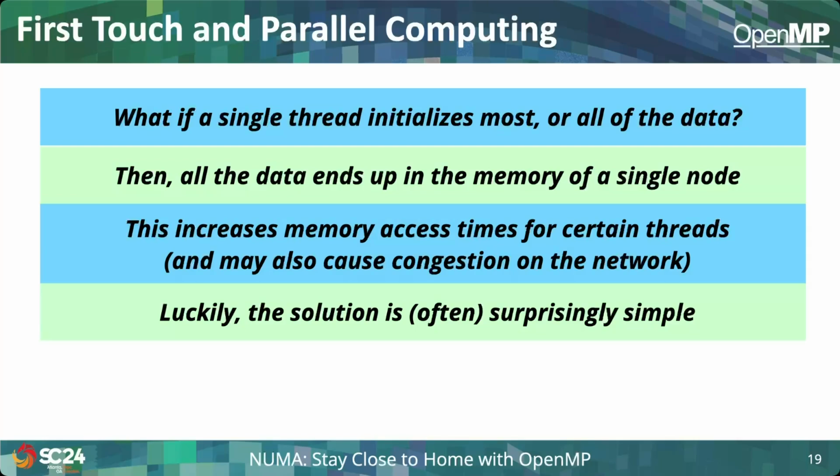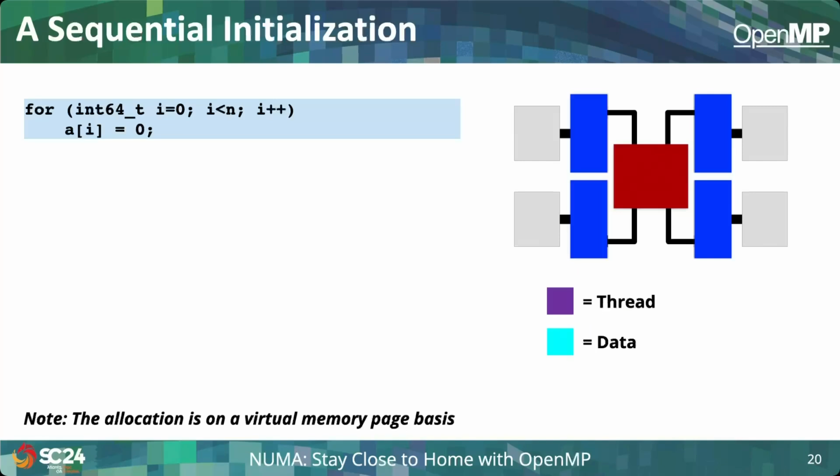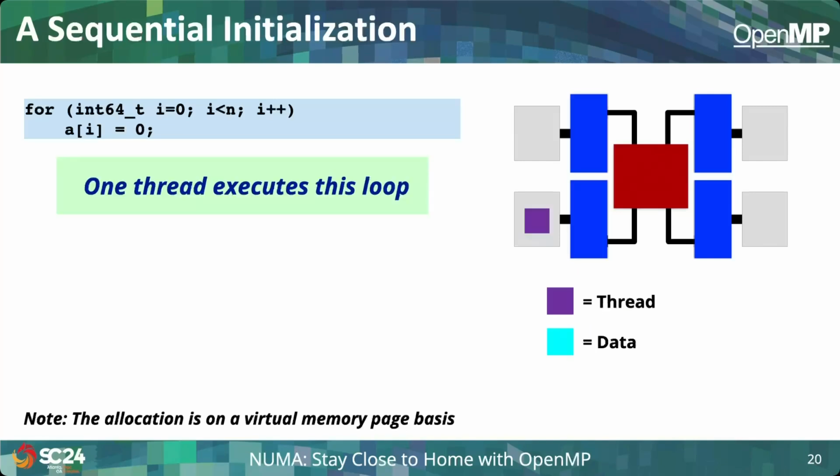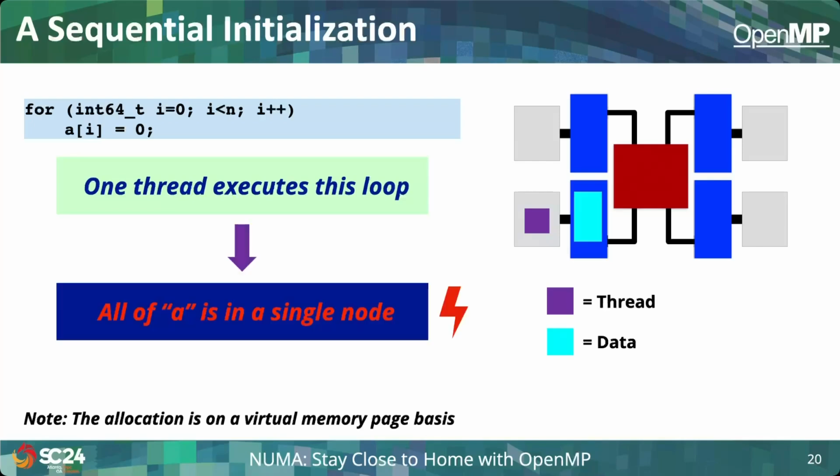Luckily, there's very often a surprisingly simple solution how to avoid that situation. Here's an example. I initialize a vector to 0, one thread executes that loop, and that means by virtue of the first touch policy that the data will end up in the memory wherever that thread was running.